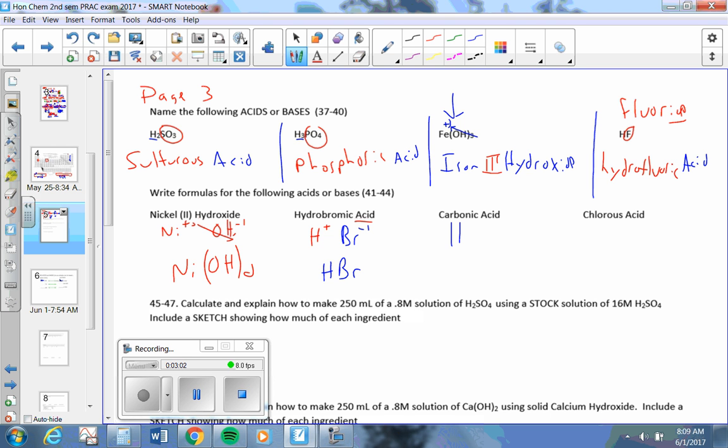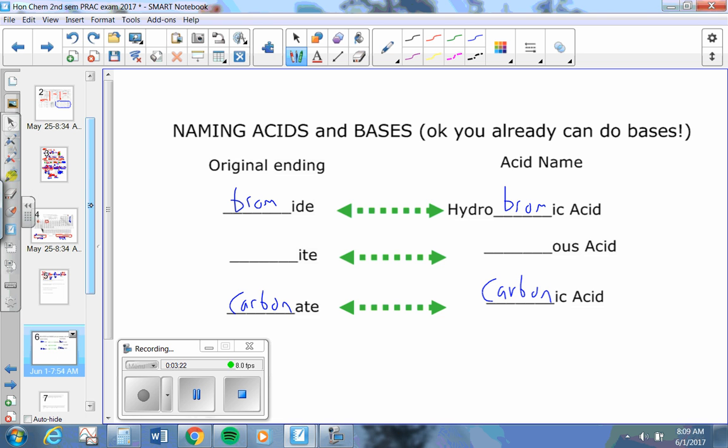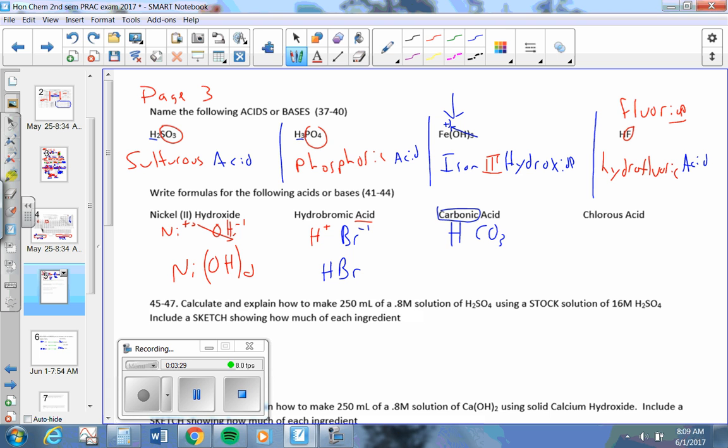Carbonic acid also starts with an H, but we have to use this to figure out what its ending will be. Carbonic comes from the carbonate ion. I got to go find that. The carbonate ion. Carbonate. There it is. It's CO3 with a -2. So if it's CO3 with a -2, it's going to be a diprotic acid.